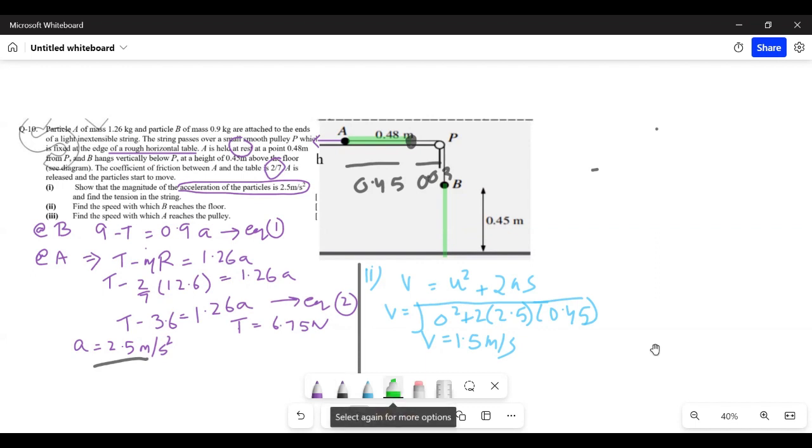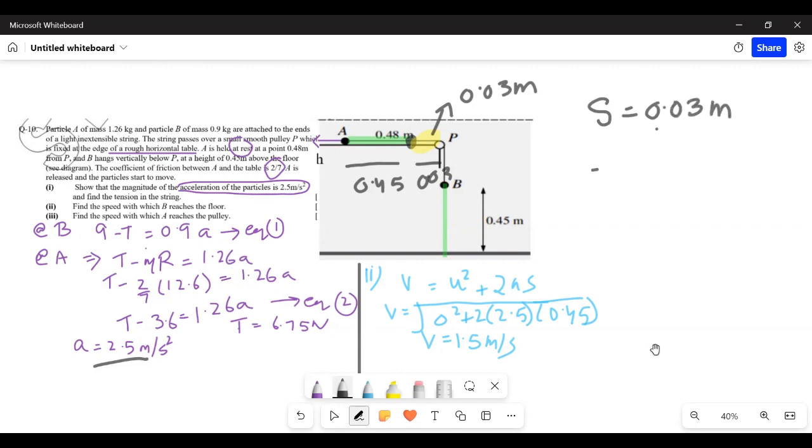So the distance you need to use is going to be this distance, which is 0.03 meters. So we're going to say S is now 0.03 meters. And you need to find V, the velocity before it reaches the pulley. We know the speed here because the particles are connected, it's equal to the speed here. So that came out to be 1.5. So this speed is going to be 1.5. So U for the final part of the journey is 1.5.